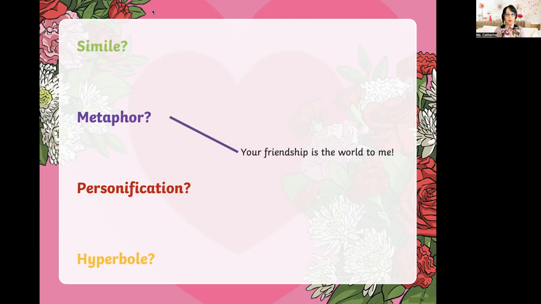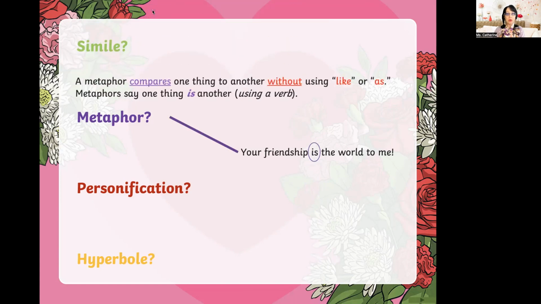It is a metaphor. Why is it a metaphor? We are using is. A metaphor compares one thing to another without using like or as. Metaphors say one thing is another using a verb. The verb here is, okay? We are comparing the friendship, and the friendship means the world to me, okay? Comparing two different things.